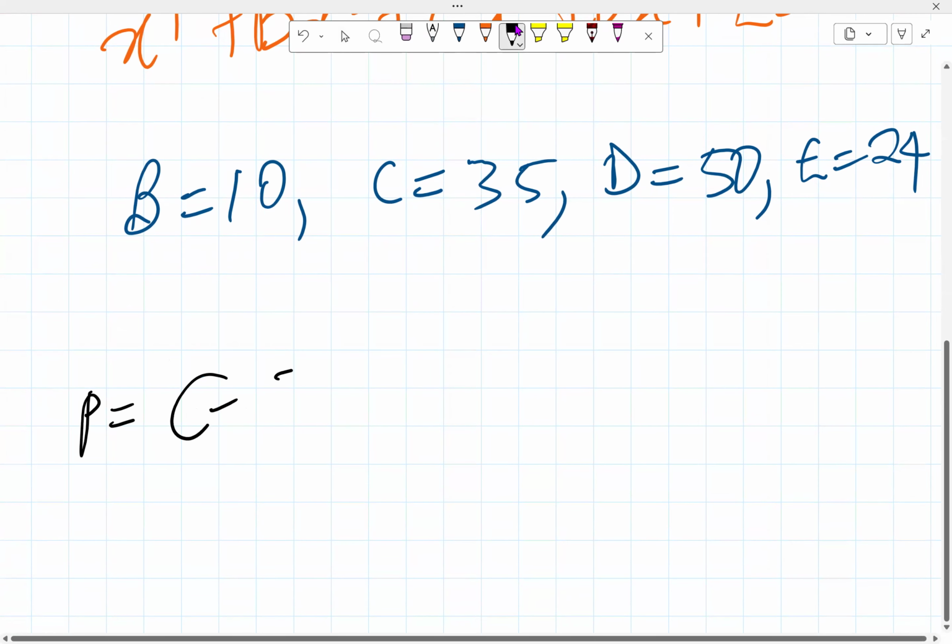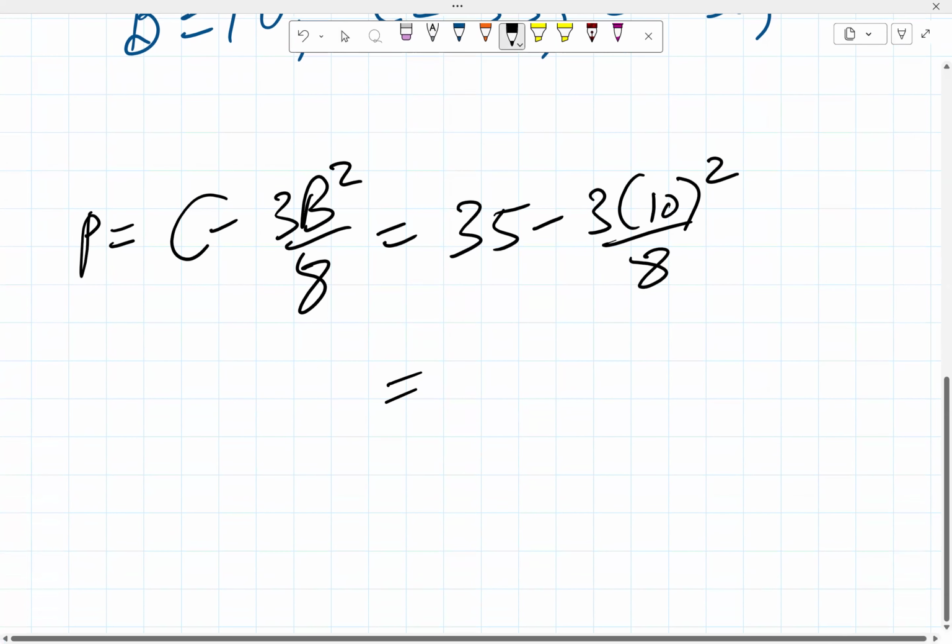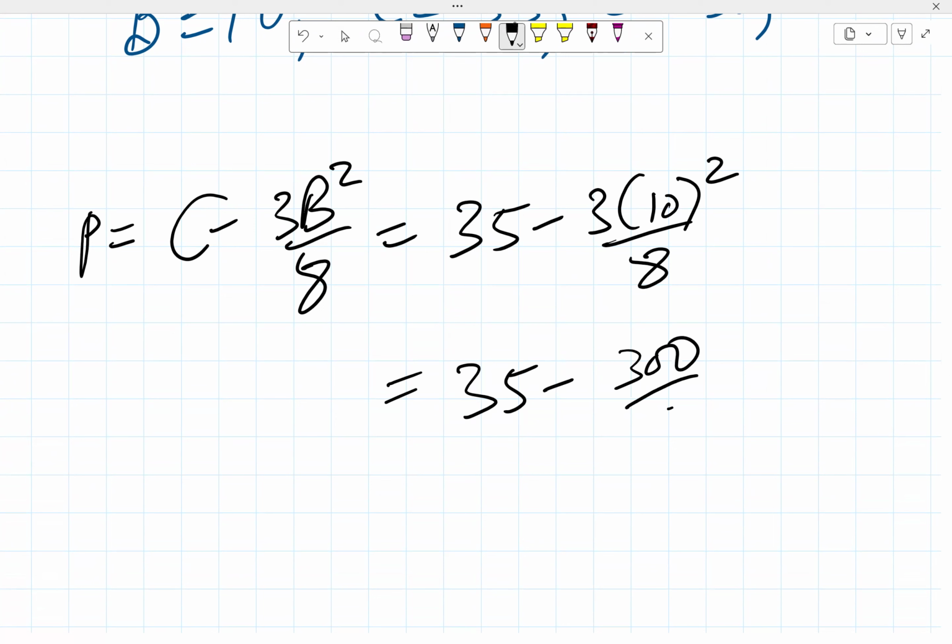P is C minus 3B squared over 8. So that means we have 35 minus 3 into 10 squared all over 8. So that is 35 minus, 10 squared is 100, so that's 300 over 8. To avoid wasting time, I'll just go straight and punch the calculator for these things. I don't have to go through step by step. So this is 35 minus 300 over 8.